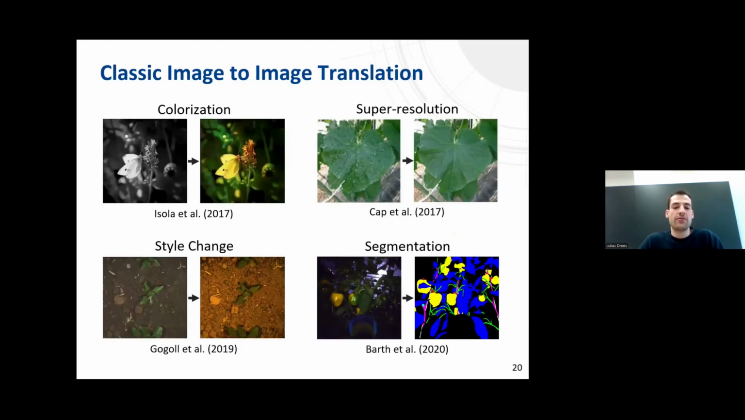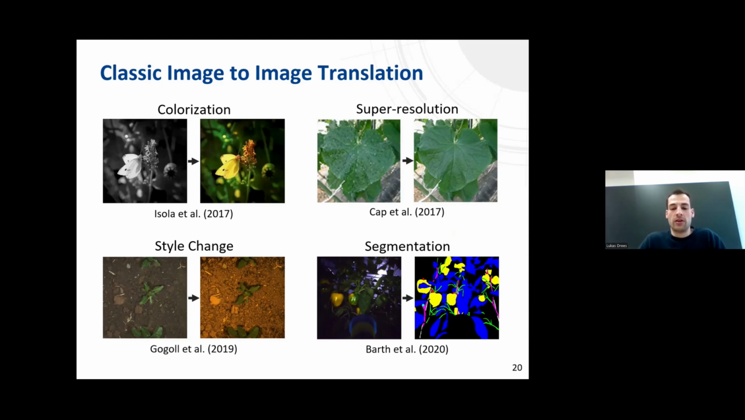So this GAN framework, or not only GANs, but image generation in general, has been used for several classic image-to-image translation tasks. And image-to-image translation is the process of transforming one domain into another domain, where the goal is basically to learn a mapping between both domains. Typical examples are colorization, as you have already seen. Then super resolution is another example, the style change, or even segmentation tasks.